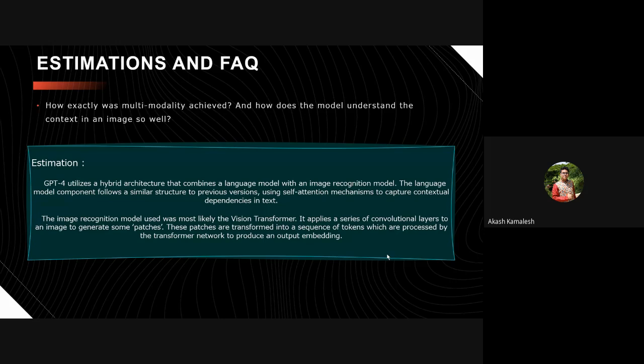So the way it works is it applies a series of convolutional layers and it generates patches. I'll talk about this more in a little while, but the whole point here is that multimodality was achieved by using these two blocks, which was an image recognition model which generated embeddings and a natural language model.